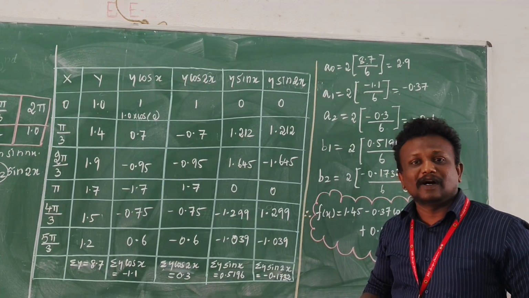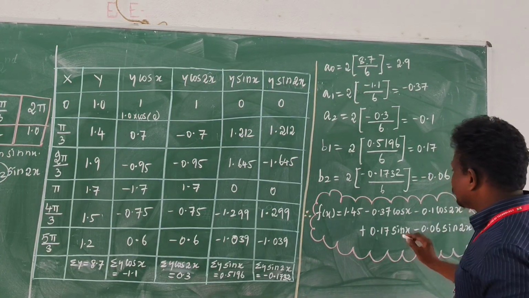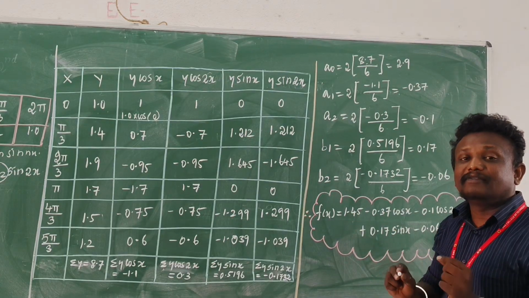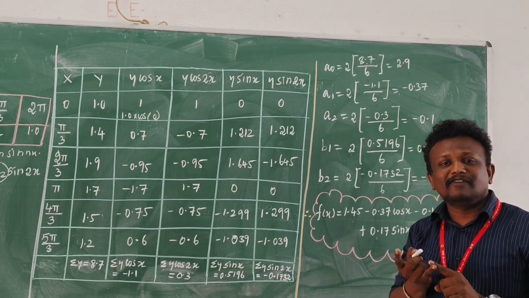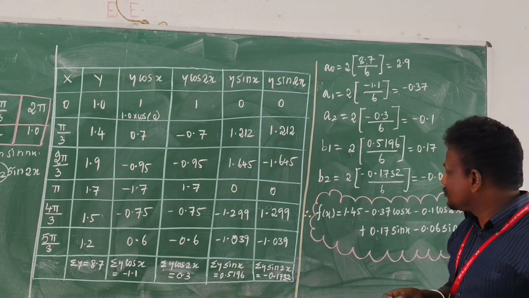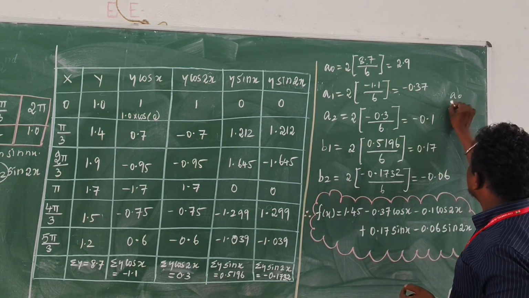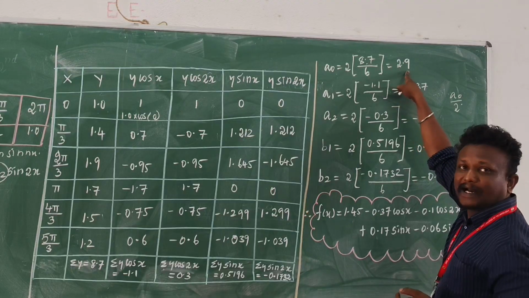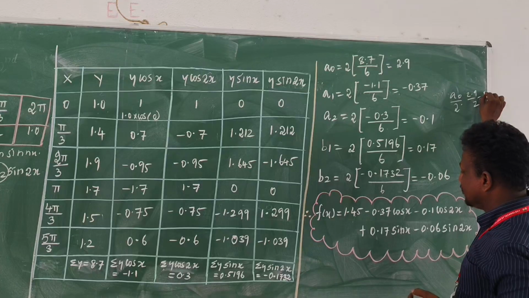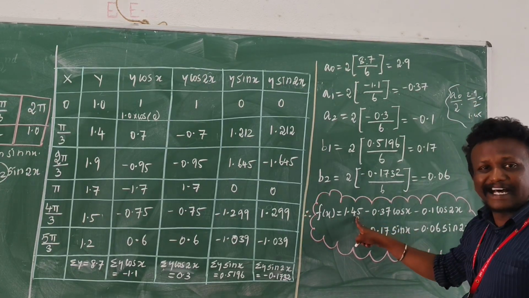It is very easy. We are close to the end of solving this problem. The last step is f of x. We have already written the formula for f of x, where we only substitute the values of a naught, a1, a2, b1, and b2. In the first term, it is a naught divided by 2. When you substitute 2.9 divided by 2, your answer is 1.45. I have written that here directly.